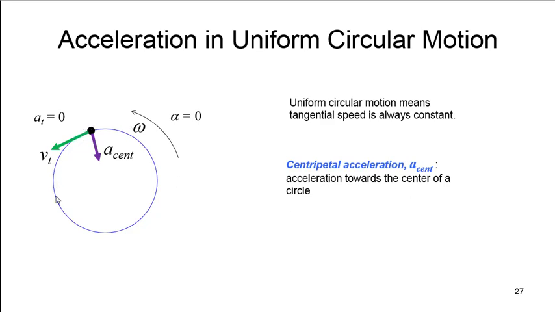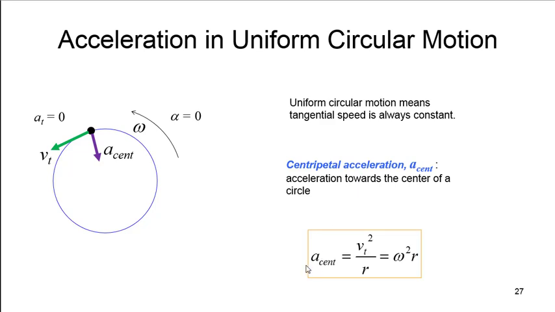When an object is moving in a circle, it is always accelerating towards the center of the circle. That's just true because it's always turning. To keep moving in a circle, it's always turning. So it's always accelerating towards the center of the circle. And we call that acceleration centripetal acceleration.